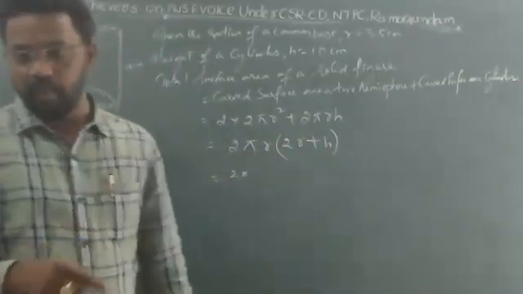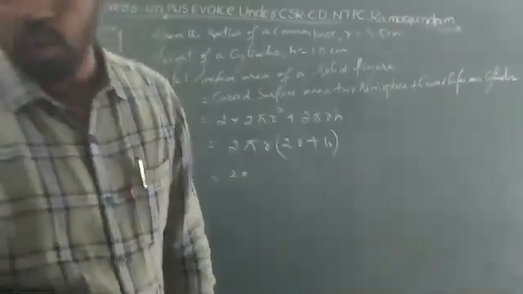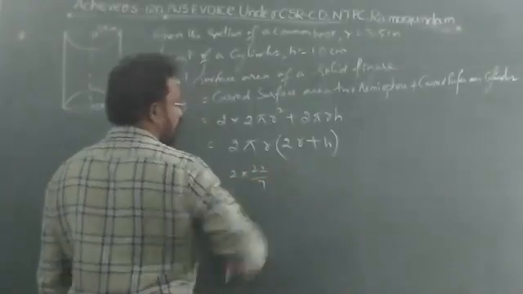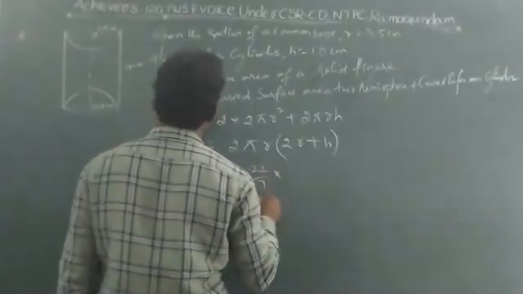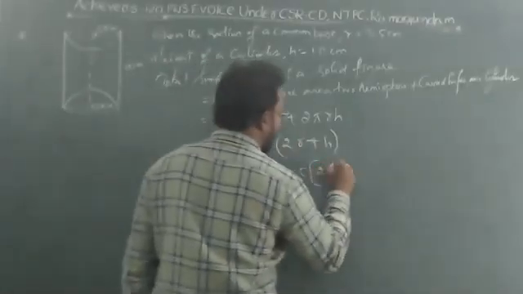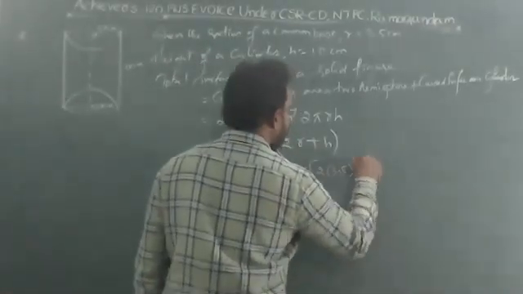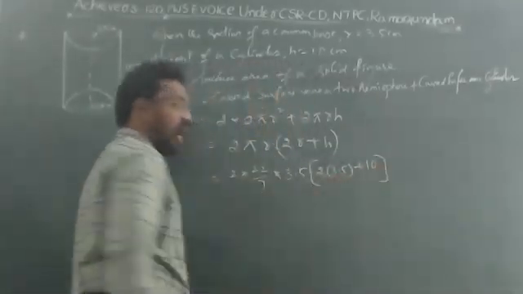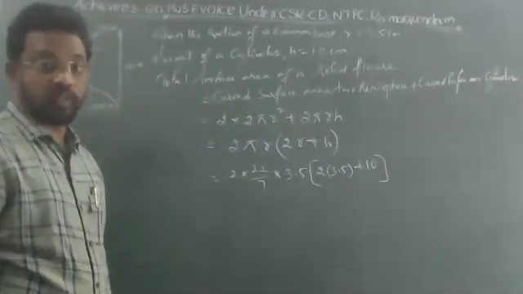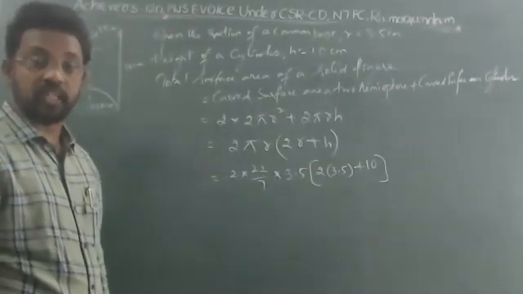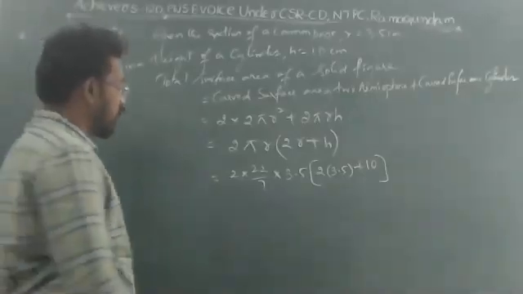Yes, now substitute here. Did he give the pi value? No, 22/7 only. Pi value we did not get directly. Now you can take 22/7 into r. R value is 3.5, into 2, into again r 3.5, plus h. What is h? Height, 10 centimeters. You have to see the question very clearly. What is height, what is slant height, everything you have to go.